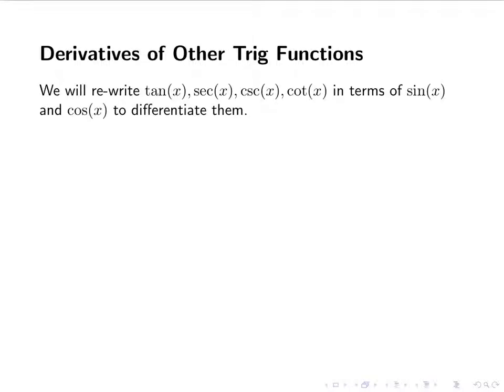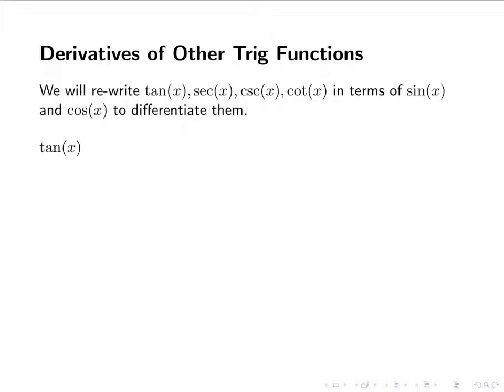Hello, today we're going to look at derivatives of other trig functions. So we already saw how to differentiate sine and cosine, so now we're going to look at the other four functions. What we're going to do is rewrite these other four functions, tangent, secant, cotangent, in terms of sine and cosine, and then use things like the quotient rule to differentiate them.